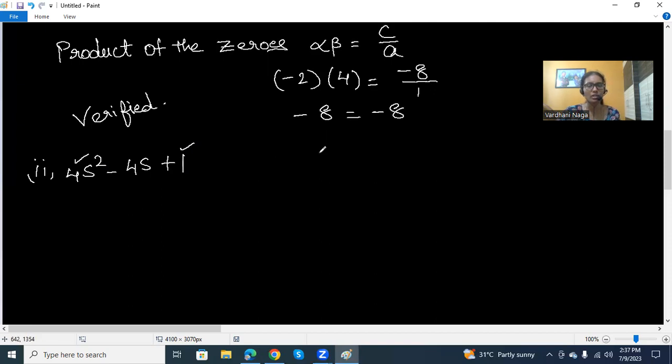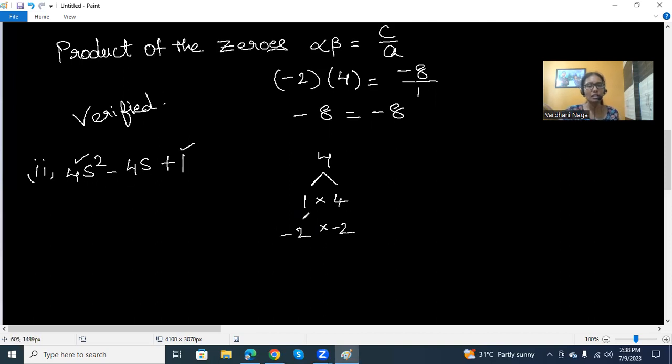4 ones are 4. We need to write the factors for the 4. 1 4 is a 4, 2 2 is a 4. That's it. So we need to get a -4. So if I put -2 and -2, it can be added as a -4. Minus into minus is plus, 2 2s are 4. When we multiply these two factors, it satisfies this, and when we add, it satisfies the middle term.